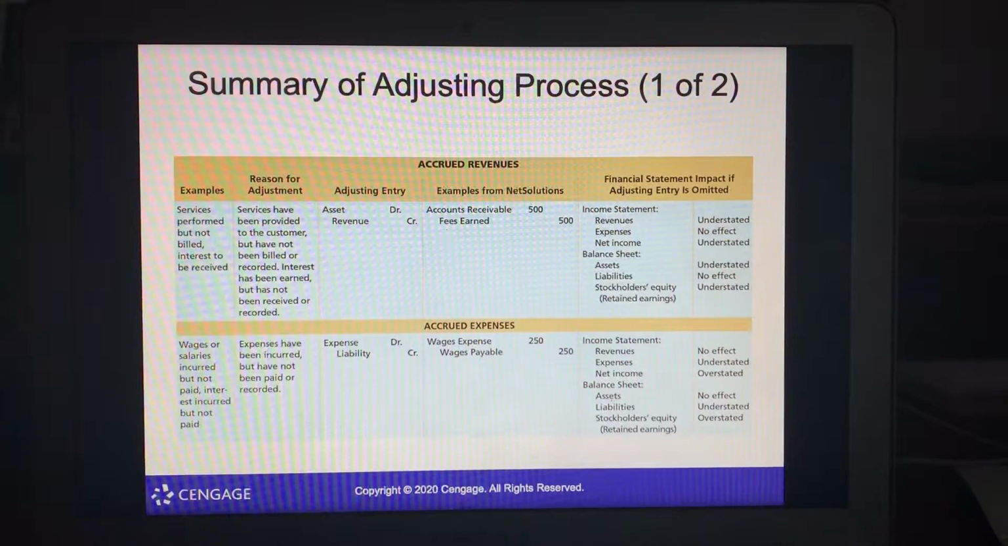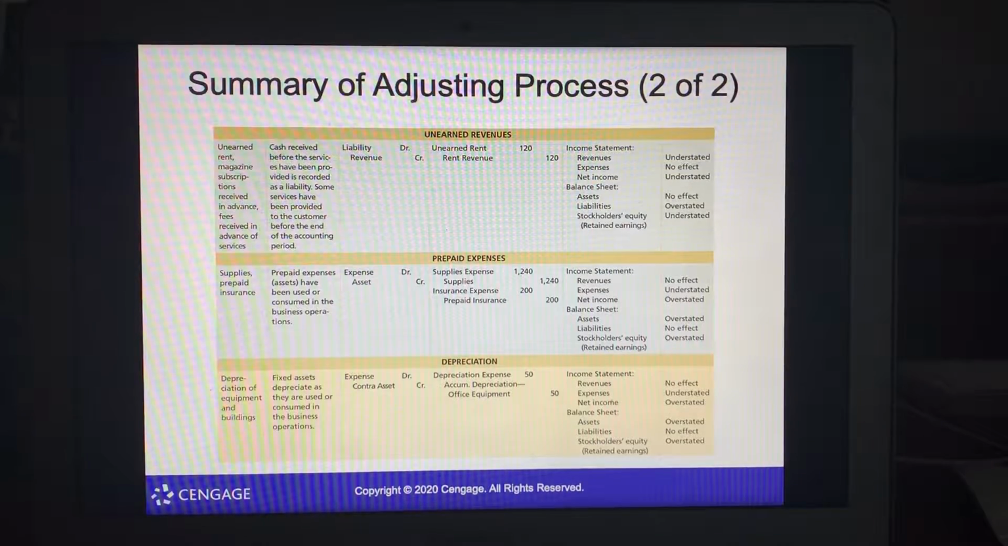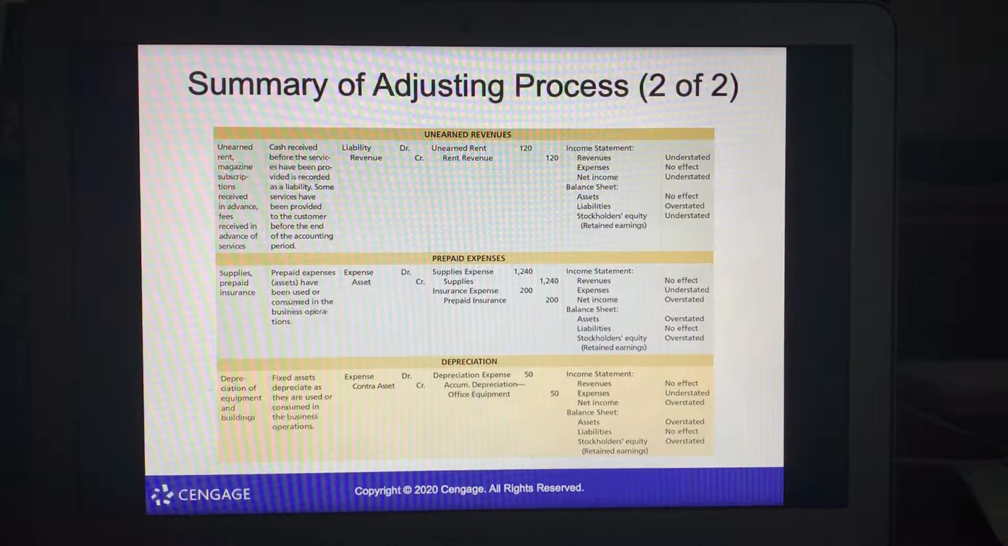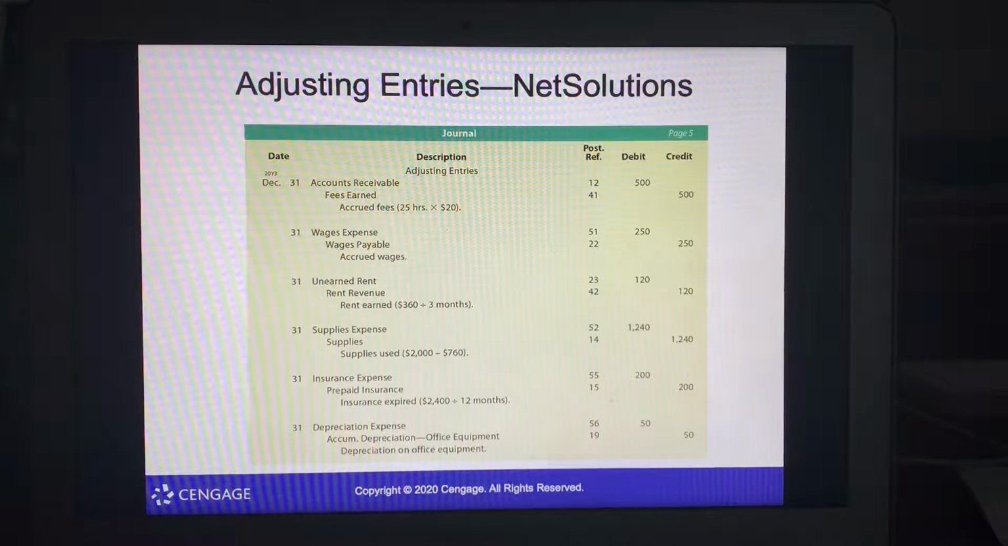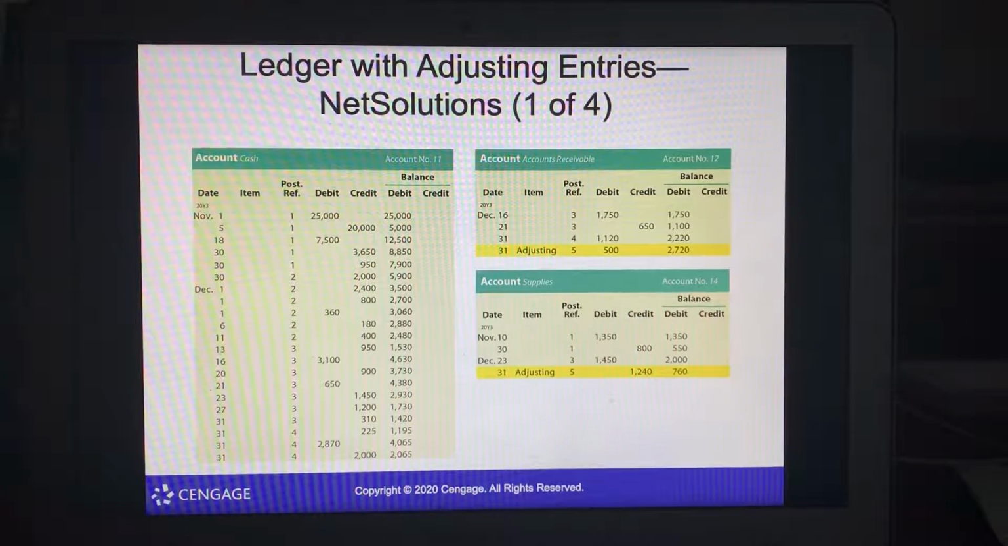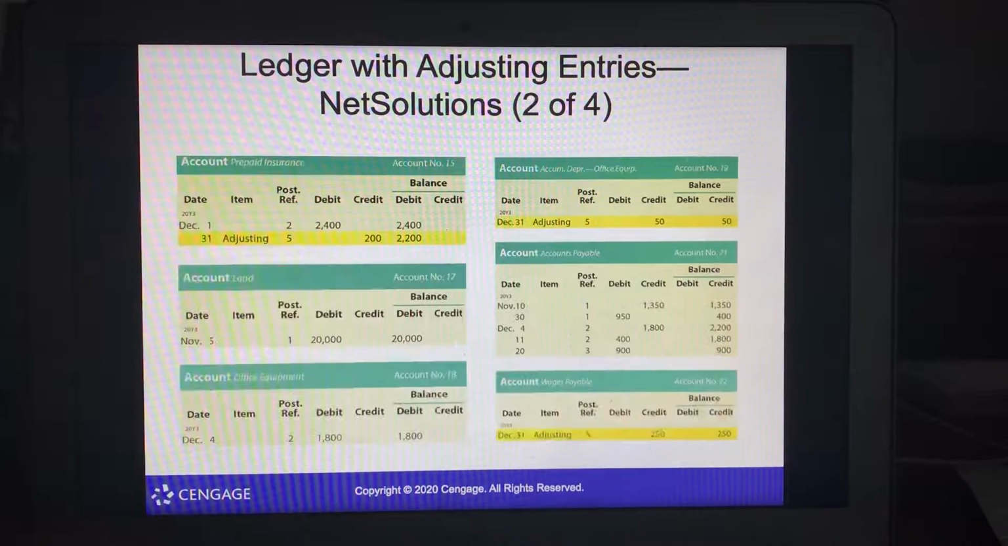So then, summary of adjusting process. These are accrued revenues, accrued expenses, and it shows the effects on them as well. Summary of adjusting process and their unearned revenues, prepaid expenses, and depreciation, how they would look. Adjusting entries, so this is the breakdown of all of the entries we just made. Ledger with adjusting entries, and right there, that's the cash accounts on the left, your accounts receivable and your accounts payable and the adjustments that have been made.